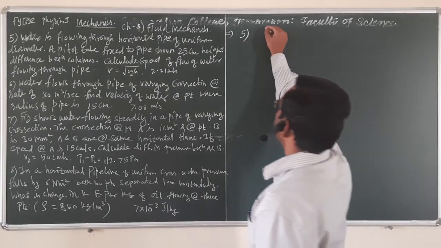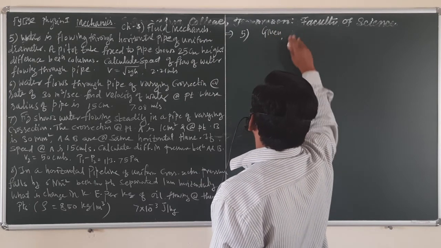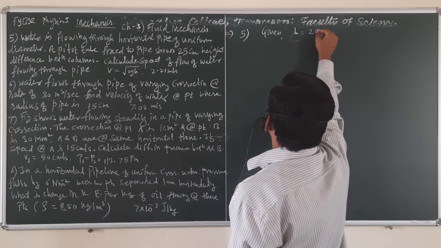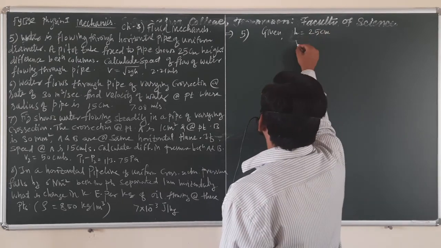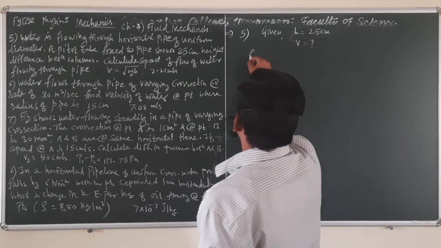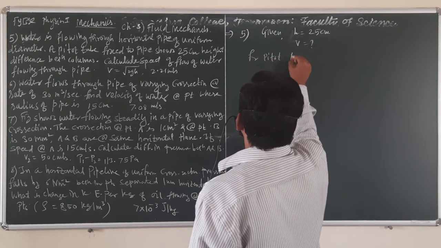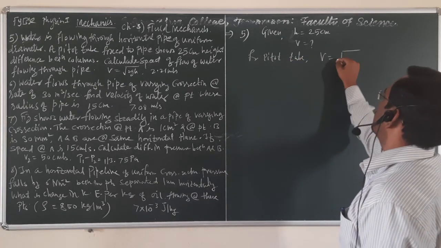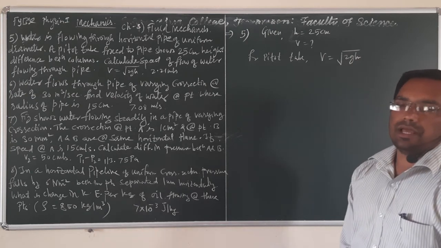First of all, what is given in this problem? Capital H, which is the height difference, 25 centimeter is given. Now we have to calculate velocity. For the pitot tube, we already derived a formula for flow of water. V is equal to square root of 2gh. So this formula we have derived.